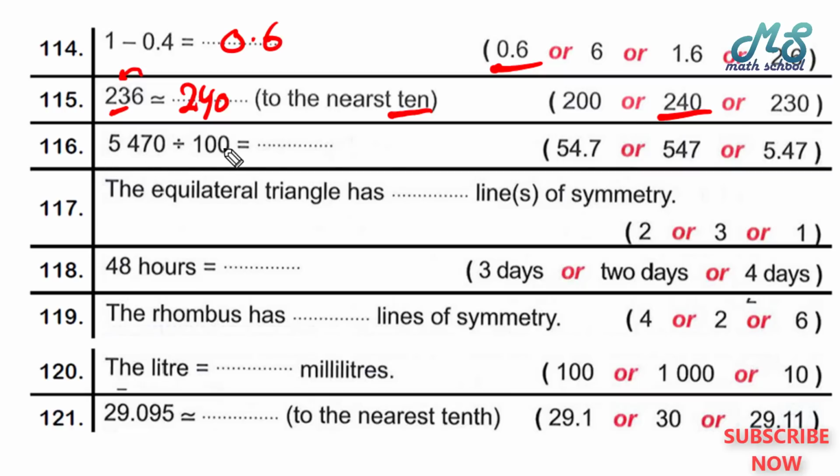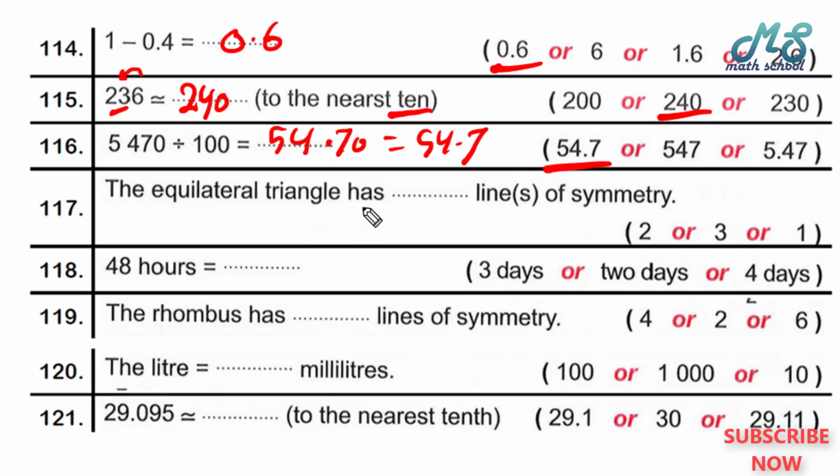Divide this number by 100. Insert the decimal point after 2 digits from the right, so we get 54.70. That is equivalent to 54.7. Very easy. So the correct answer will be 54.7.